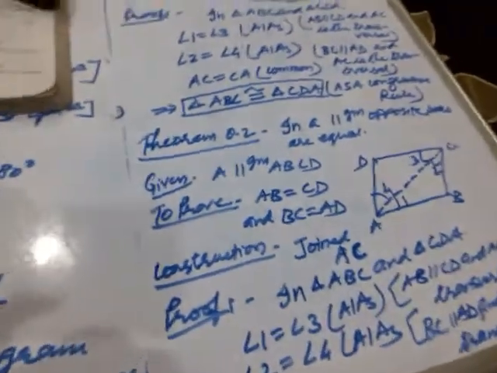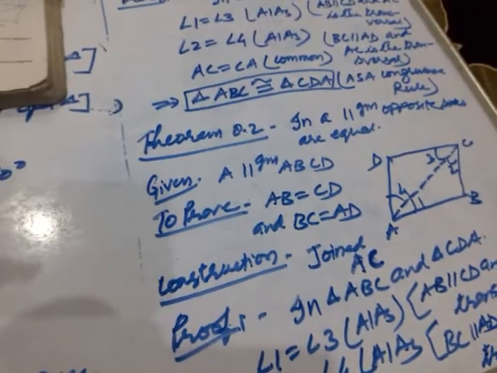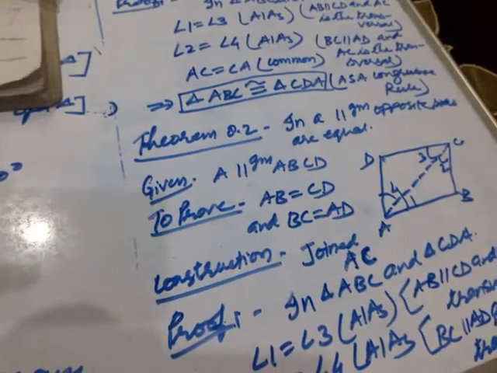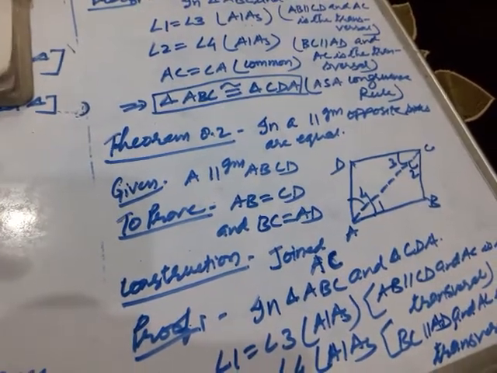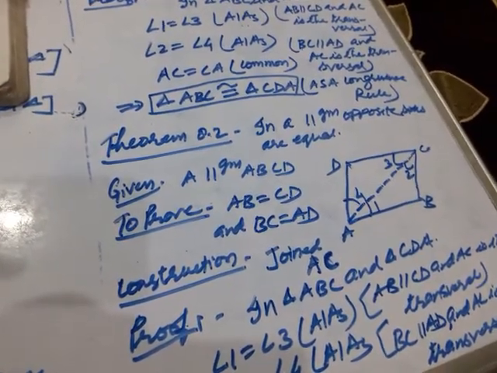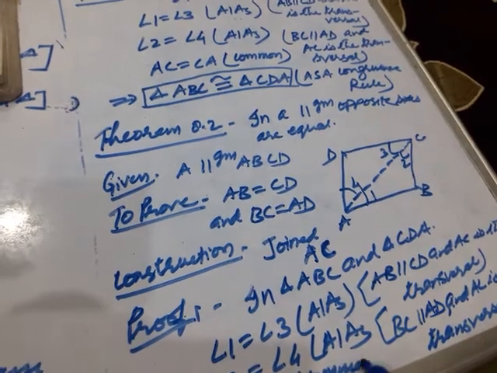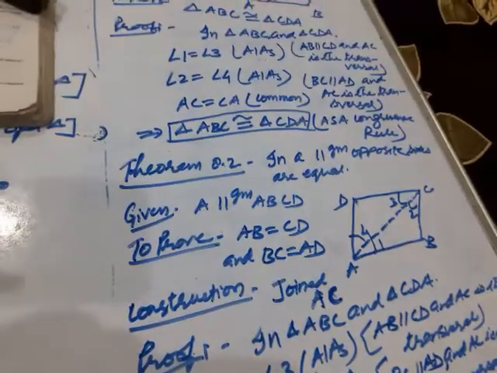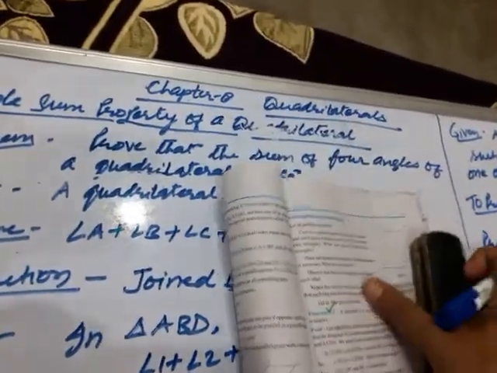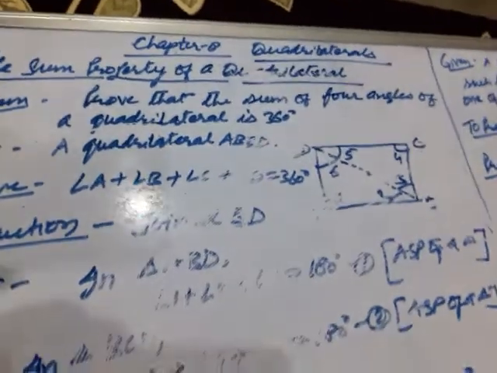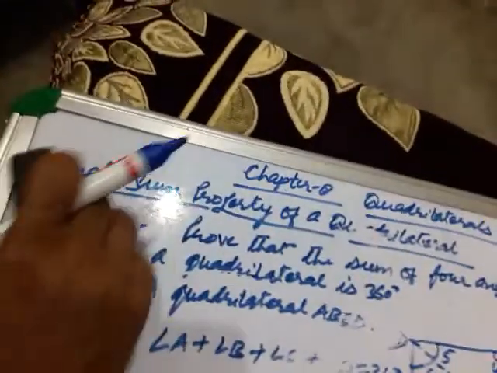Okay children, and one more thing is there. Clear? And also what is there? AC equal to CA, that is common. So see, this is the previous theorem only. Clear? Here we have extended. Let us see children. So here three things we have seen: angle, side, angle.